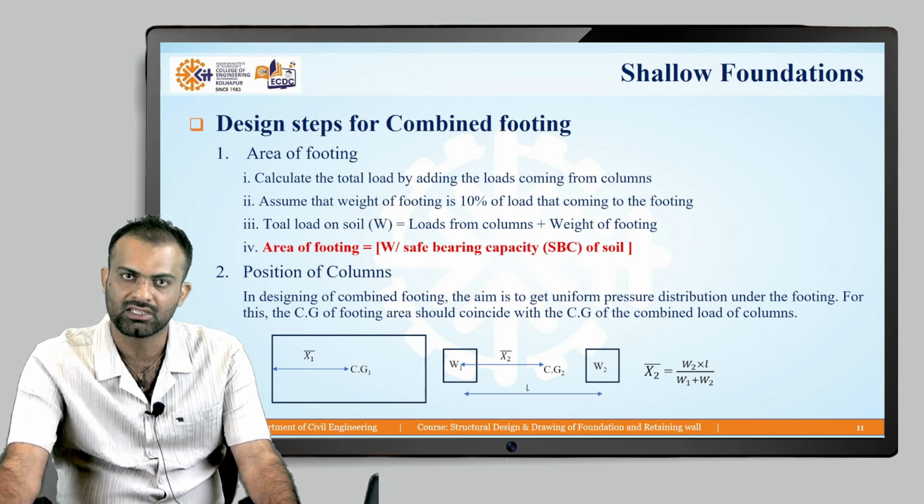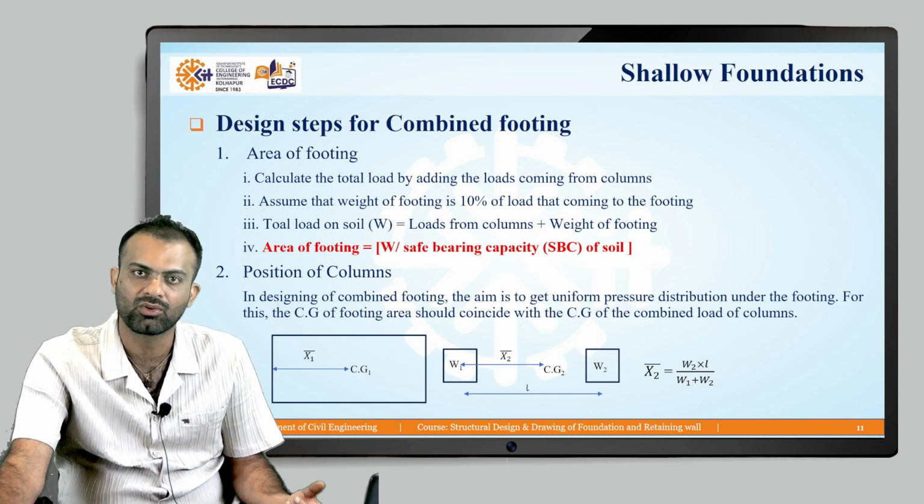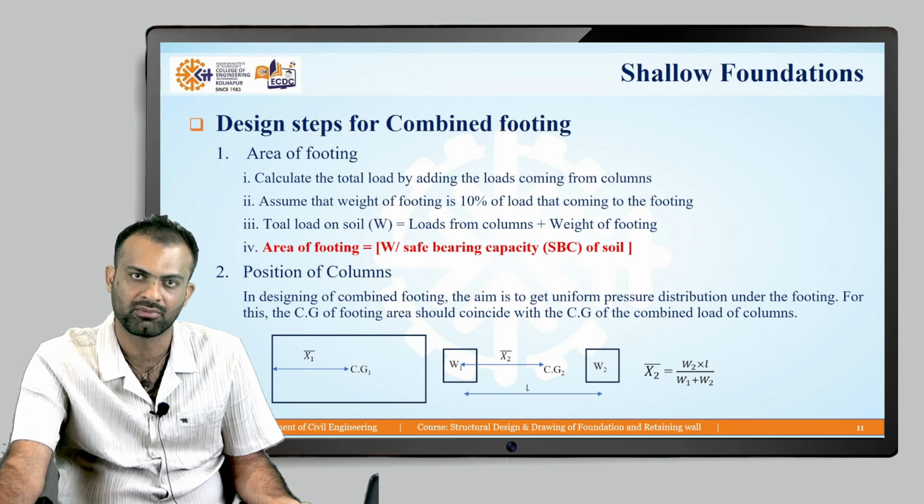So this CG1 and CG2 must coincide. You have to coincide this CG1 and this CG2. In that way we have to place those columns. By placing those columns, we can calculate the distance from the center of the column to the edge of the footing, and from both edges of the footing.